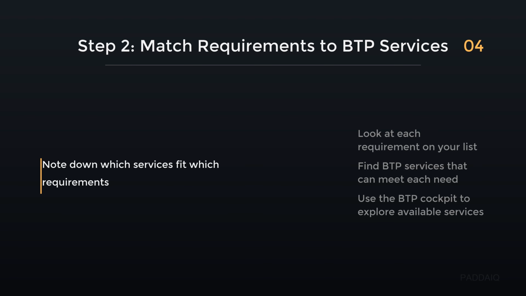Note down which services fit which requirements. This means you should actively document the specific BTP services that address each of your project's needs. For example, if you need user authentication, you would write down SAP Identity Authentication Service. Keeping this record is essential for building a clear and accurate solution architecture.